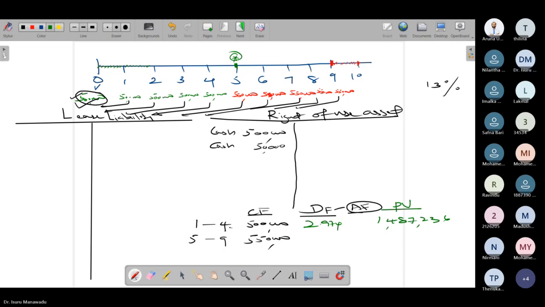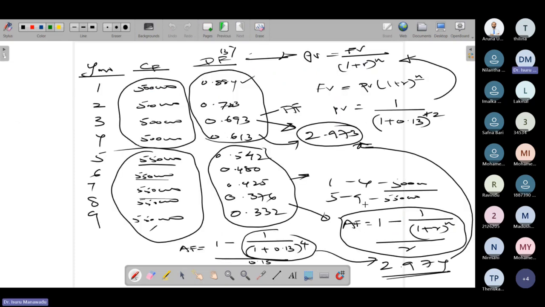Right. Okay, now you need to get the annuity factor for the years from year 5 to year 9. How are we going to get it? Now through this, you can calculate easily.